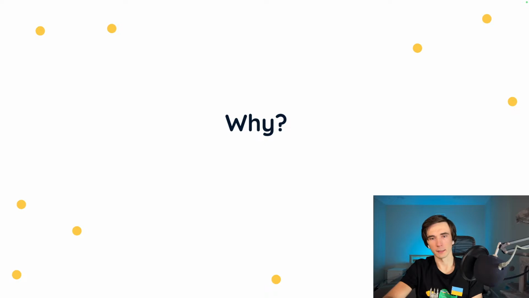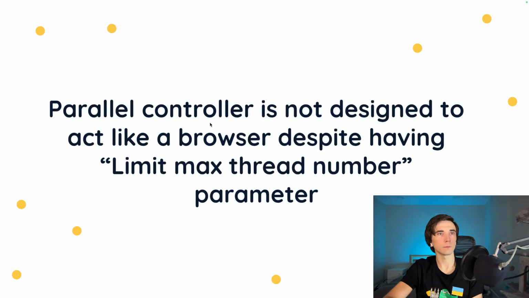So why is it working like this? If you dive a little bit deeper, JMeter has this Google Groups forum, and the parallel controller also has its own Git repository where some issues were reported a long time ago. If you dive a little bit deeper into the topic, you will see comments from the main contributors of the parallel controller that it wasn't designed to act like a browser.